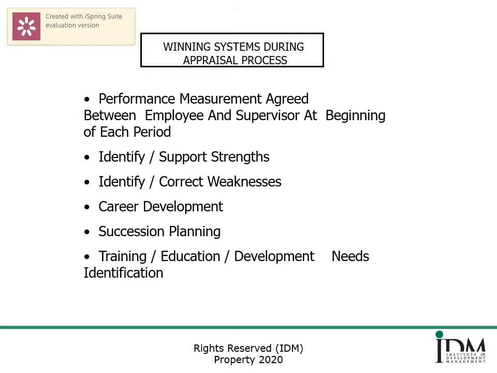Winning systems during the appraisal process. Performance measurement is agreed between employee and supervisor at the beginning of each period. Very, very critical. If you want to win in performance management, this must be agreed at the beginning of the period, and there's no need to postpone it to the second month or third month of the year under review, or you'll be planning for failure. So it's better to do it at the beginning of the period. Identify and support strengths. Identify and correct weaknesses.